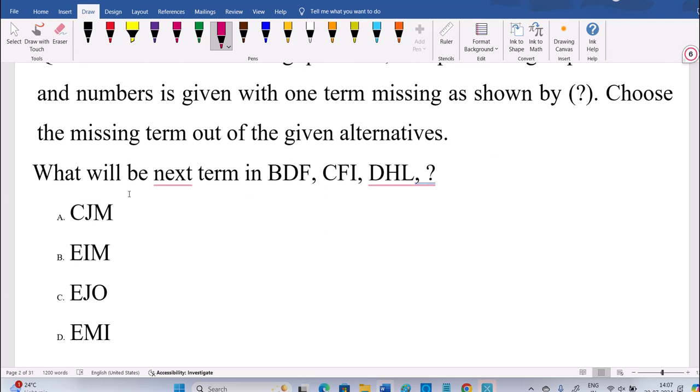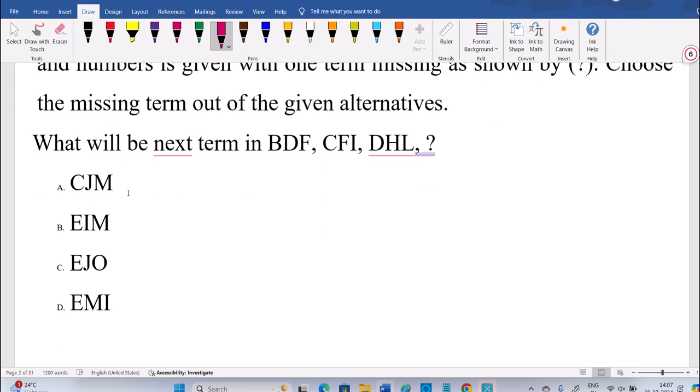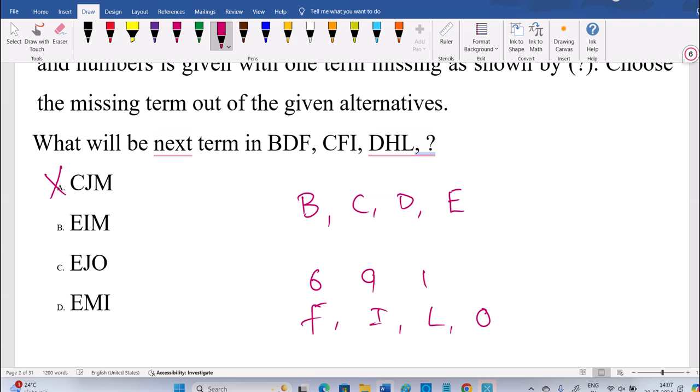Now again a series, but related to letters. The first letters are B, C, D, so we need E; only one option is left. Now if you see the last letters F, I, L, it should be O, because this is 6, 9, 12 and 15. The last letter is O, with only one option available. It's plus 3, plus 3. Take the first letter separately and the second letter separately. That's one type of logic you can use.